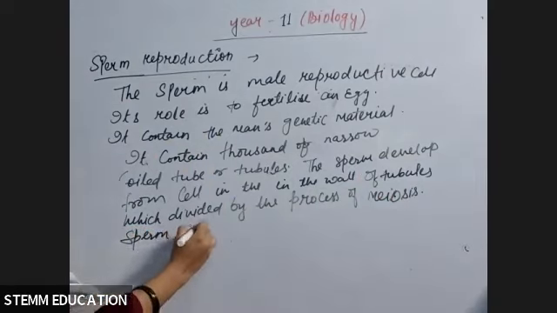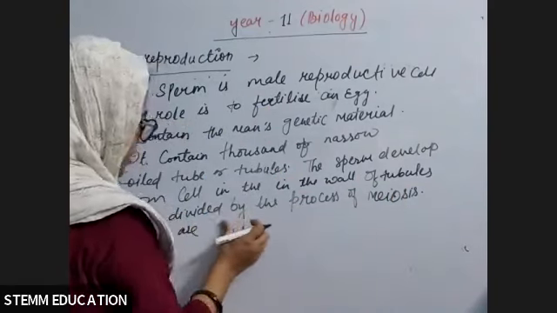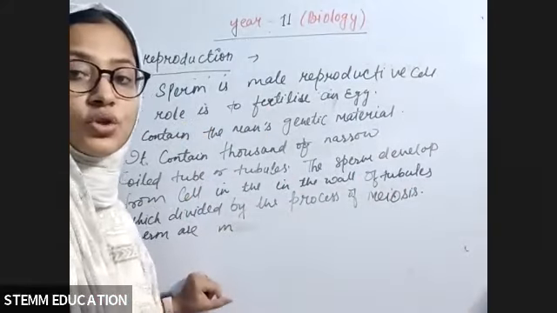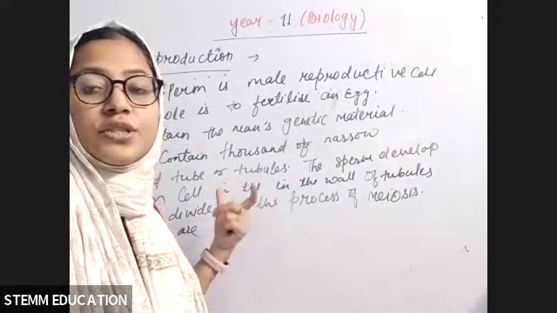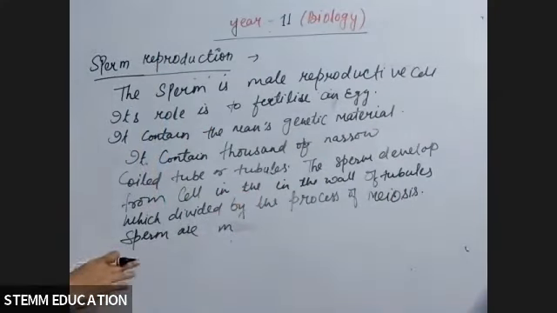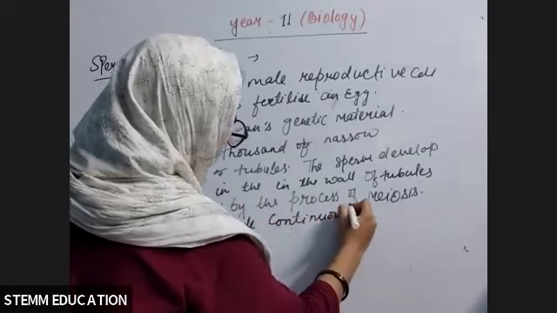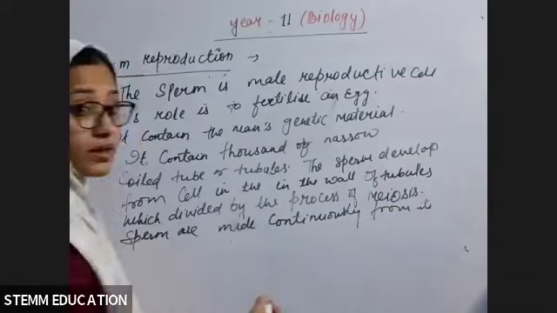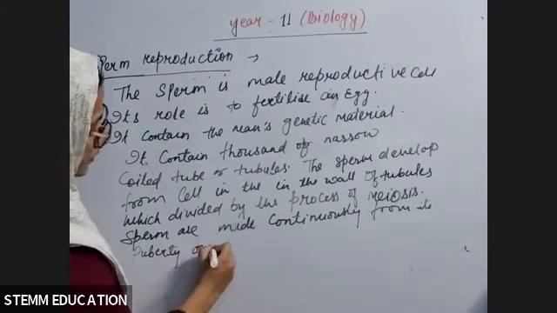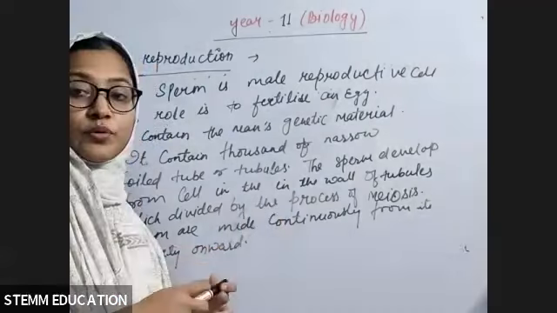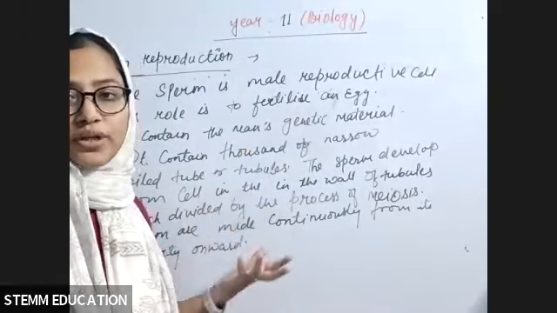Sperm are made. Sperm start maturing and forming when a boy reaches the puberty stage. Sperm are made continuously from puberty onward. During puberty, the male body starts forming sperm cells, right? And they start maturing also. Okay.